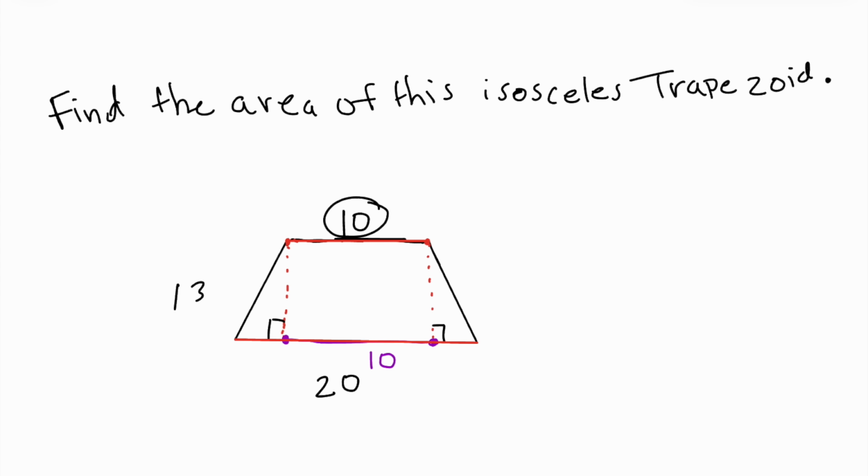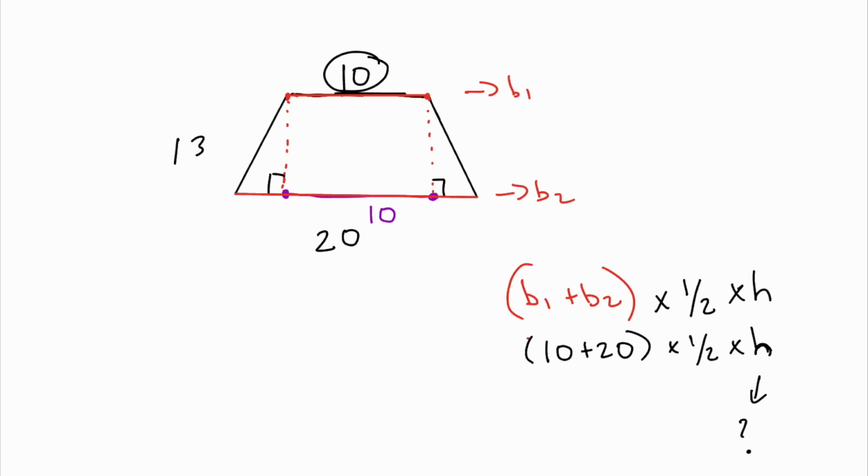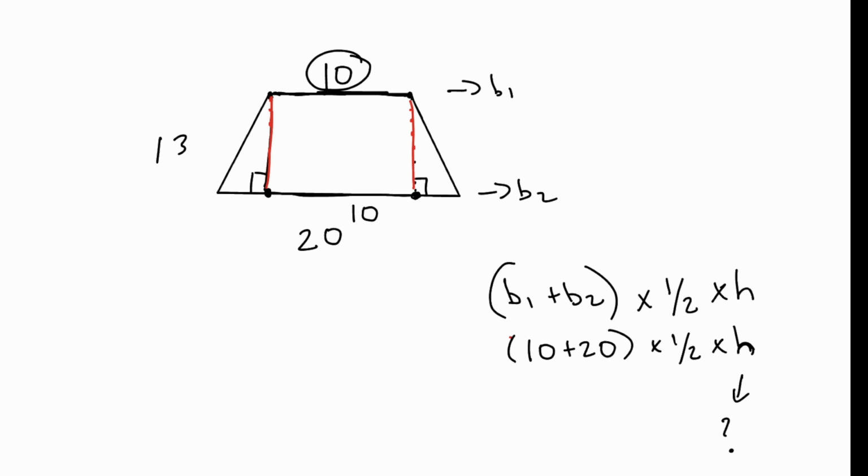The formula for the area of an isosceles trapezoid is the sum of these parallel sides, which we can call base 1 and base 2, times 1 half times the height. The values that we have for the parallel sides are 10 and 20. However, we need to calculate the height, which I colored here in red. Also keep in mind that the height is not equal to the hypotenuse. In order to get to calculating the height, let's continue to look at this figure and see what we can solve.